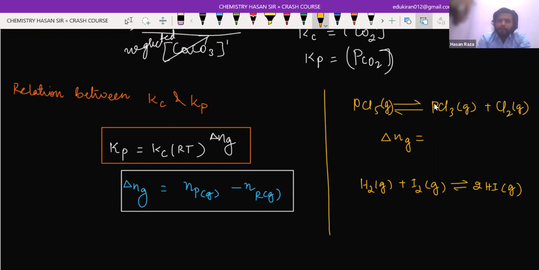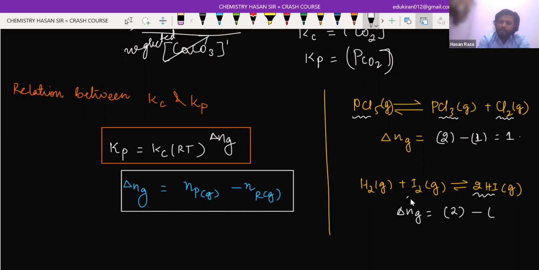Very good. This is 1 mole and this is also 1 mole, so the total moles of product in gaseous state is 2, minus the total number of moles in reactant, which is 1. So delta ng will be equal to 1. Can anyone tell me the value of delta ng here? The total number of moles in product is 2, and in reactant it is 1 plus 1, which is 2. So delta ng will be equal to 0.